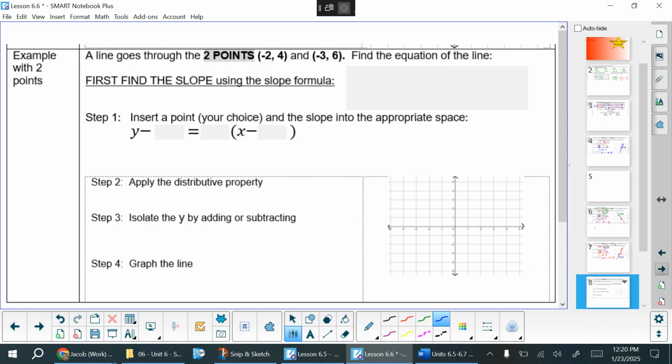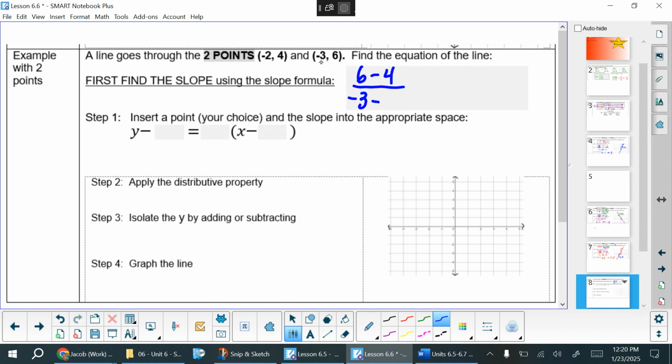Okay, last one here is just with 2 points. So they don't tell us the slope, but that's okay because we just did this at the beginning. We can find the slope. We know we've got to subtract our y coordinates on the top. That one's pretty easy. When we subtract our x coordinates, we need to be really careful.